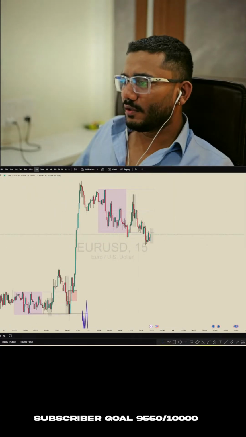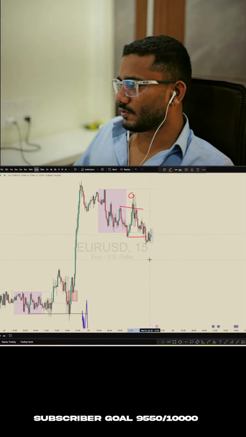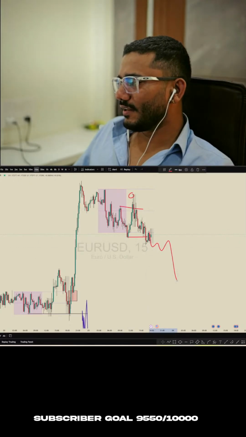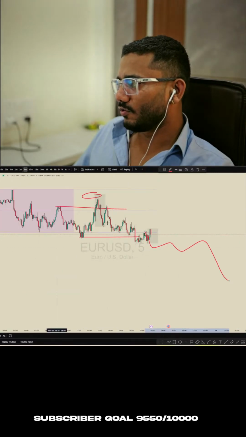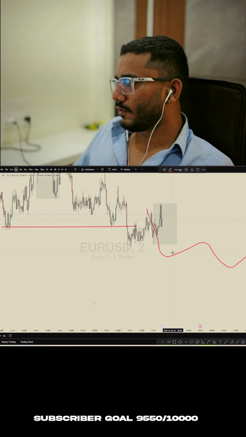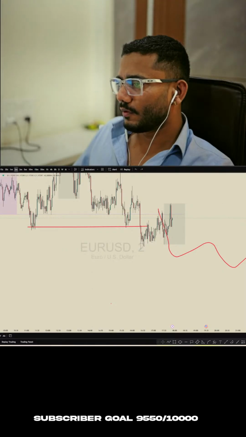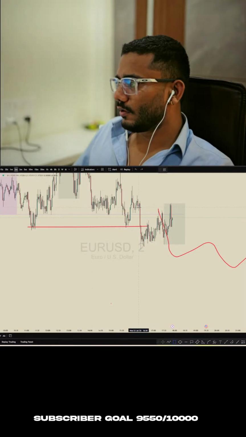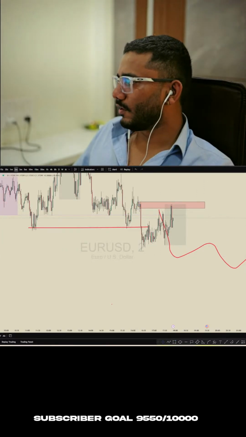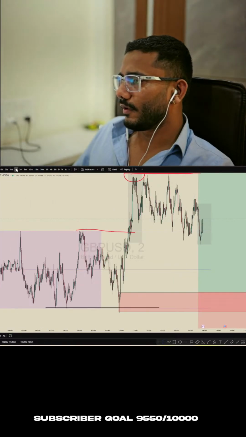On Euro USD, we can see price has swept this previous low and price has broken this structure. So this is an indication that it will continue to the downside. So if you go to 5 minutes, you can see price has already tapped this area, like this POI, and it's continuing. But as such, there is no entry that we can look for.